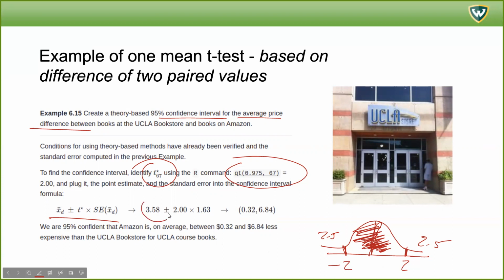So we have our average price. This is X bar, the sample mean, the sample of the difference. 3.58 plus or minus 2. That's the T, our T score, T cutoff, times 1.63, which is the standard error that we calculated before. And then we get this confidence interval that we can be 95% confident that the difference between the prices between UCLA and Amazon books are between 0.32 cents and $6.85. And that's what all this means.